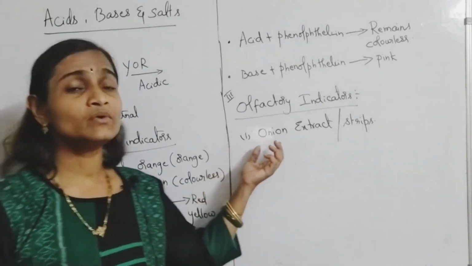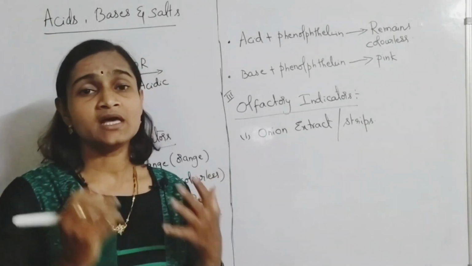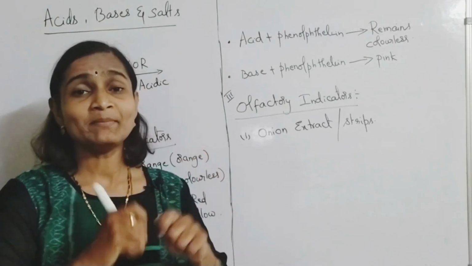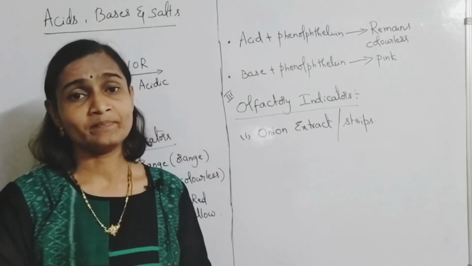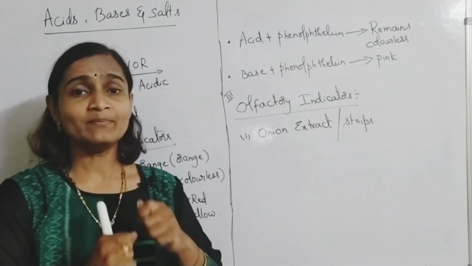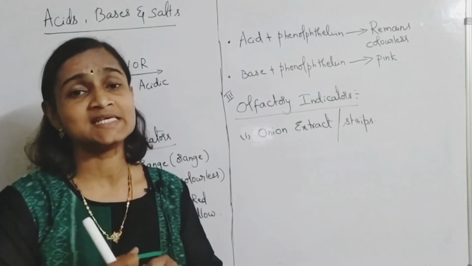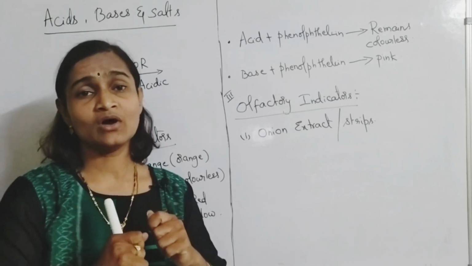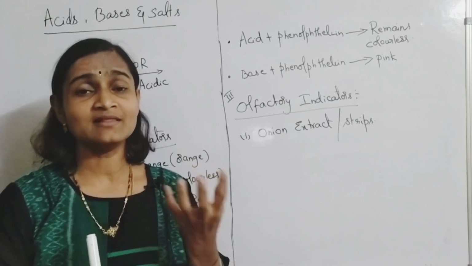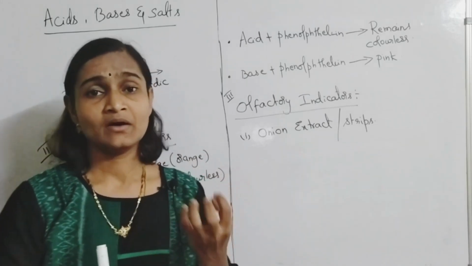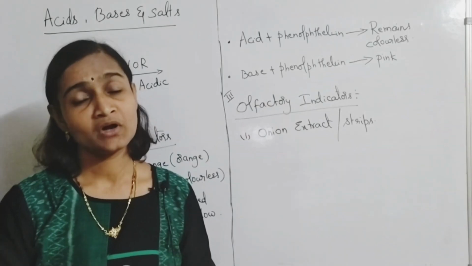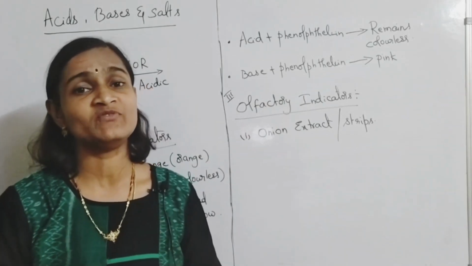How can you do this? You just take onion, cut it into small pieces, and wrap it in a fresh white colored cotton cloth. Wrap all the onion pieces in that white cloth, and keep that cloth wrapped with onion pieces overnight in a deep freezer.